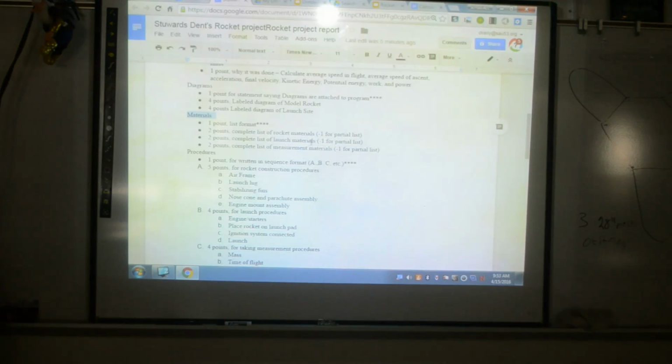That's what we took out for the launch. And you also need a complete list of the measurement materials. So there you have the 2 stopwatches, the height finder, and the triple beam balance. So again, you're just making a list of these things. For the list of things that are in the rocket itself, please refer to the rocket booklet. If you do not have your rocket booklet, you can go back to my page.